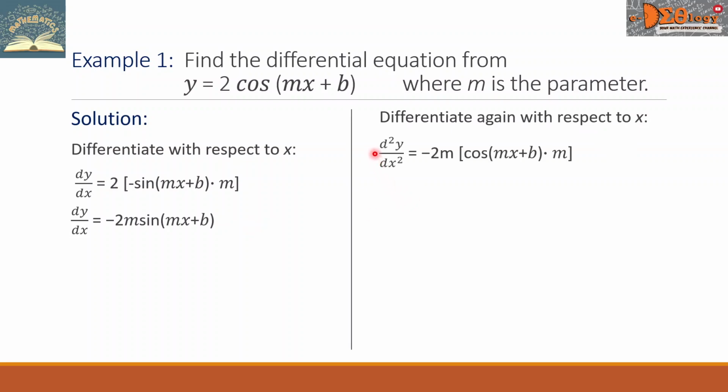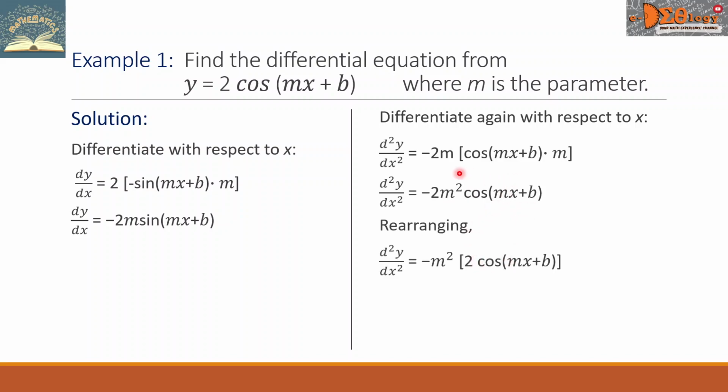The left side is now the second derivative of y with respect to x equals the negative 2m times the derivative of the quantity sine mx plus b, and it becomes cosine of the quantity mx plus b, then multiplied by the derivative of mx plus b, which is m. We simplify further the right side, and it becomes negative 2m squared times cosine of the quantity mx plus b.